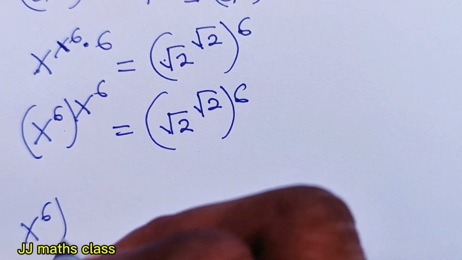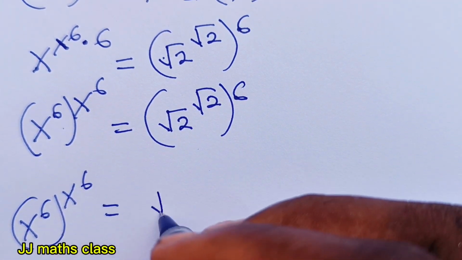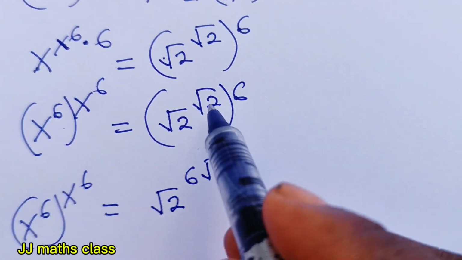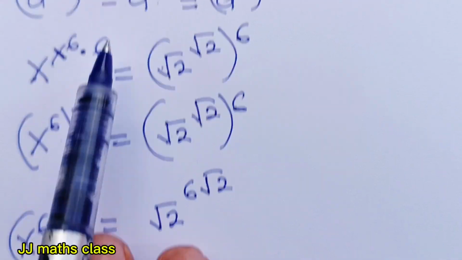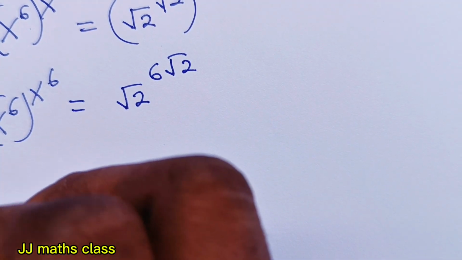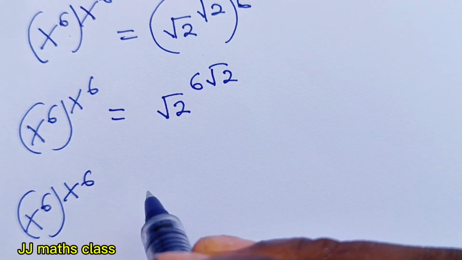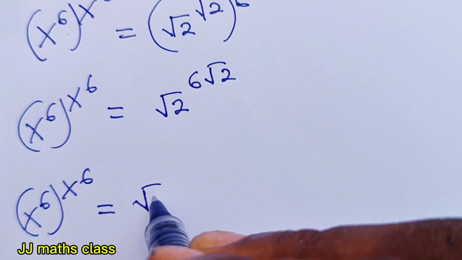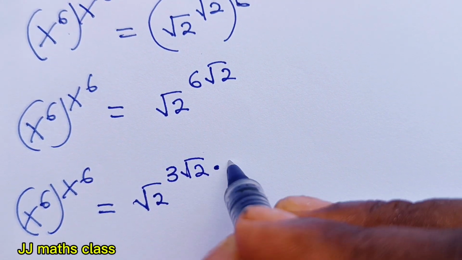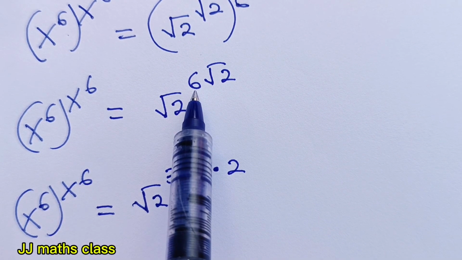So we have x to the power of 6 raised to the power of x to the power of 6 is equal to, this is the same thing as root 2 raised to the power of 6 root 2. That is 6 multiplied by root 2 according to this law. So we have x to the power of 6 raised to the power of x to the power of 6 is equal to square root of 2 raised to the power of 3 root 2 multiplied by 2. Yes, because 3 times 2 will still give us 6.